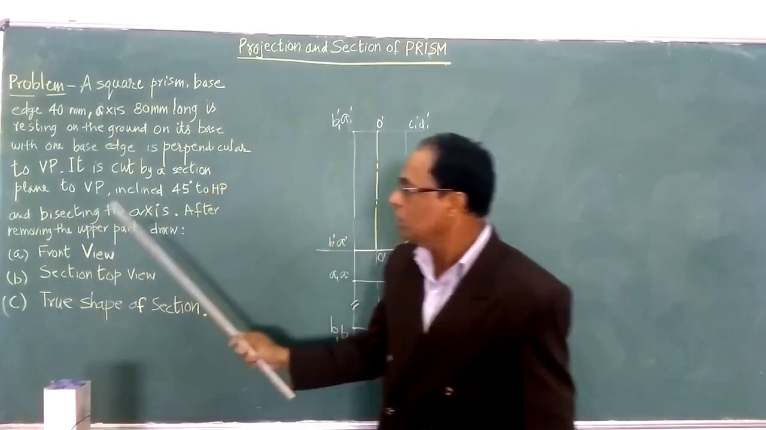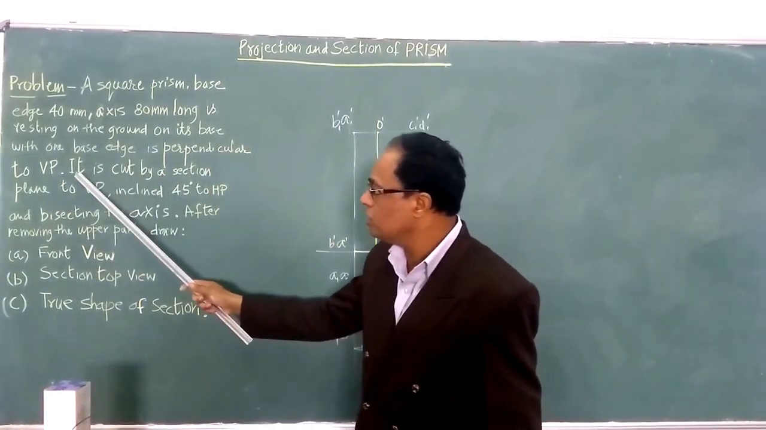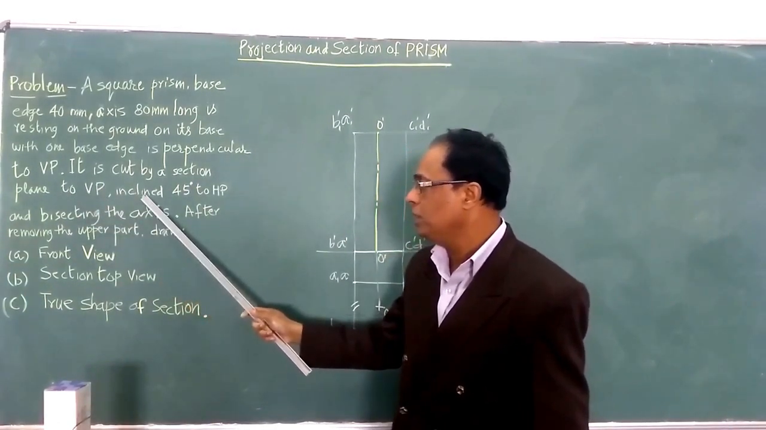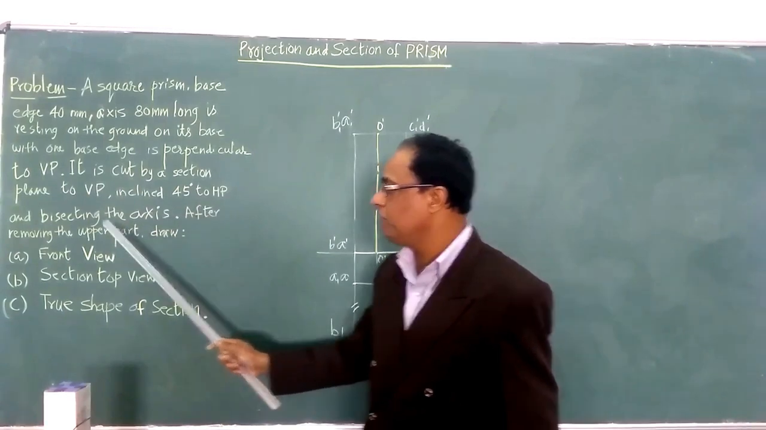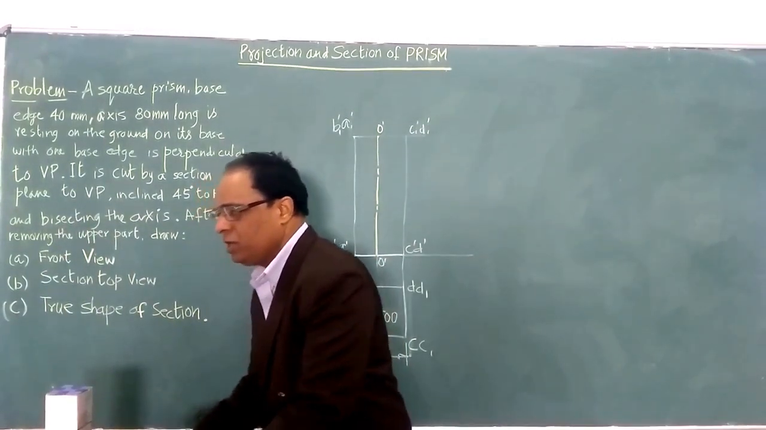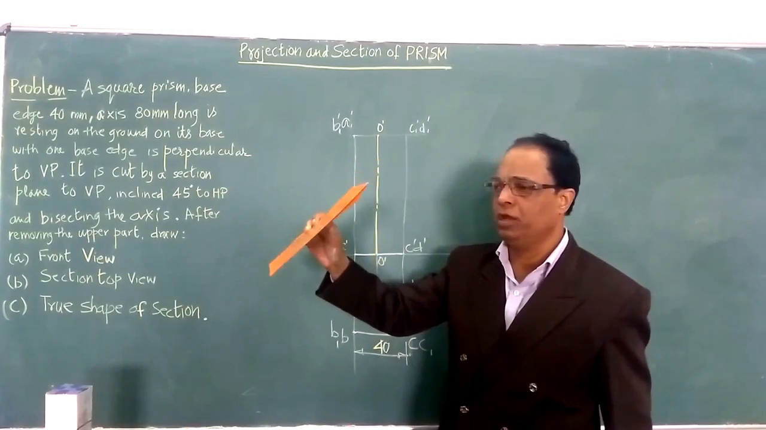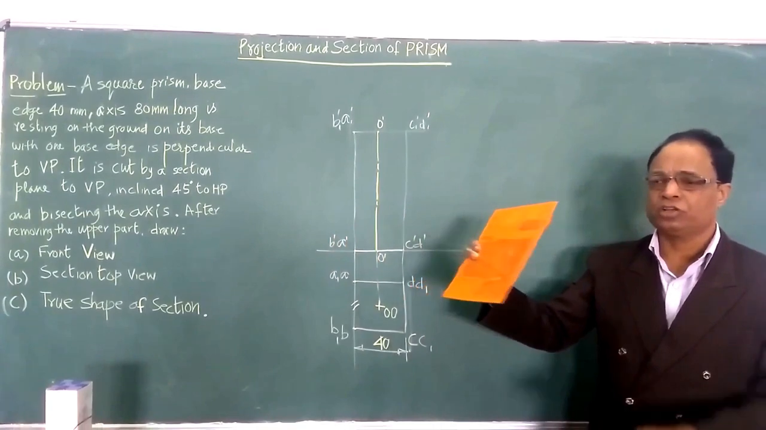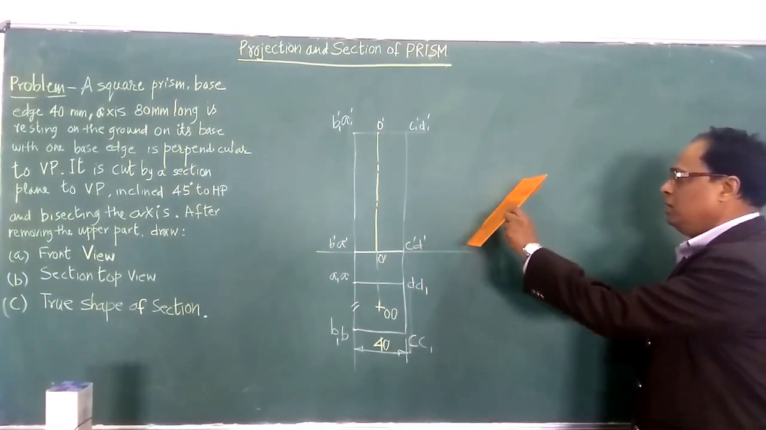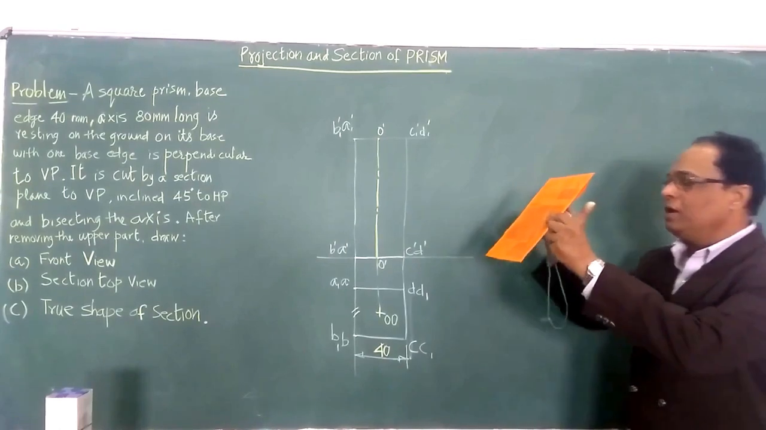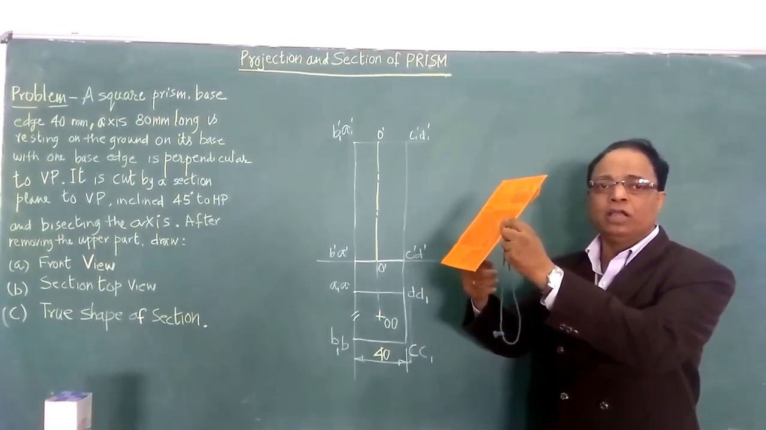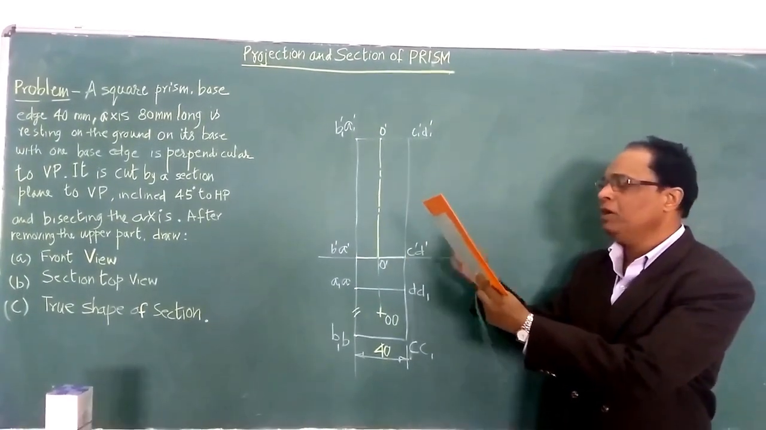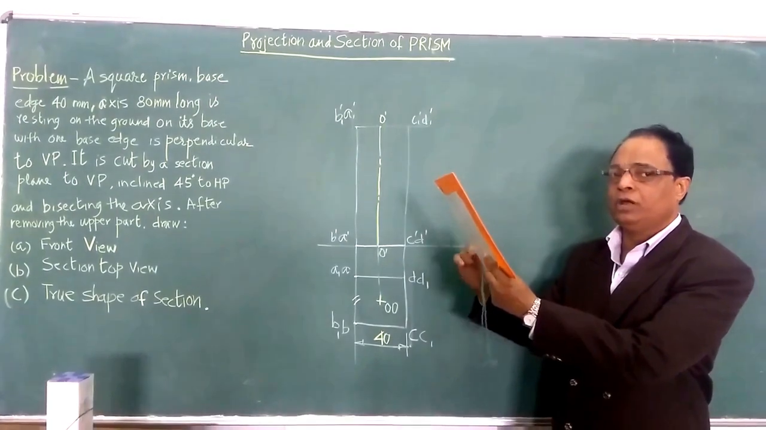As in the question, it is cut by a section plane perpendicular to VP and inclined 45 degrees to HP. It is cut by an imaginary section plane perpendicular to VP, 90 degrees, and inclined 45 degrees to HP. This may also be cut by this type of plane, perpendicular to VP and inclined 45 degrees to HP.